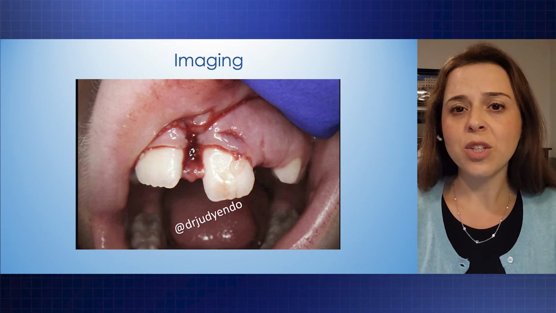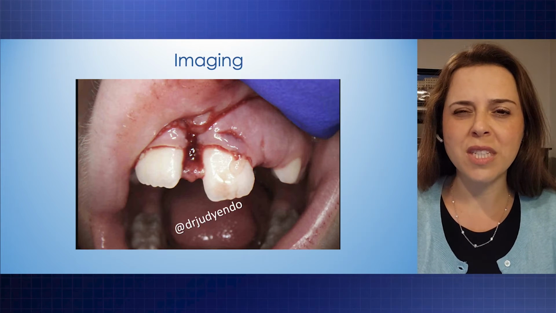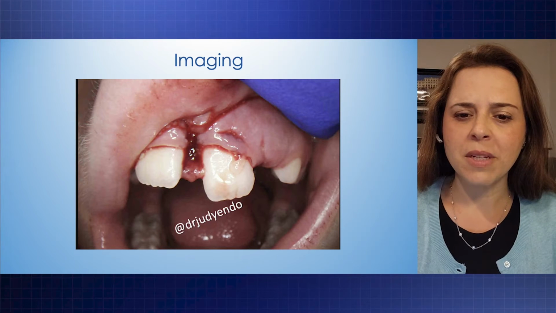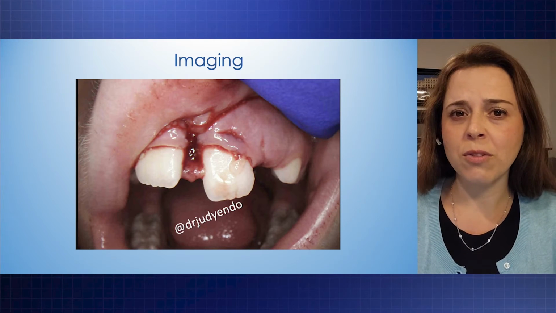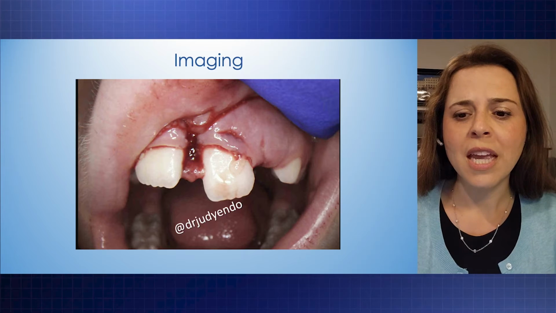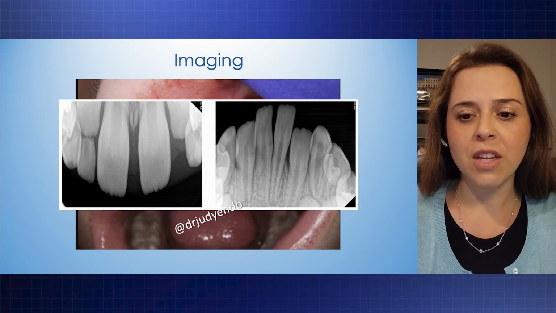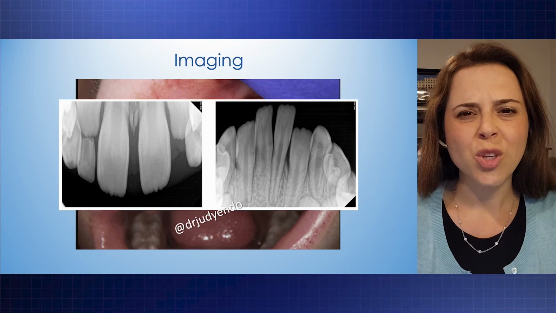So, this is a usual type of dental trauma. You can see it's pretty gory. We have a luxation. We have injury. Sometimes there's fractures involved with the crown. And these are the images that were taken of the patient that day.